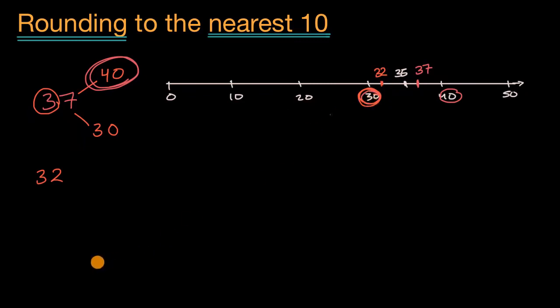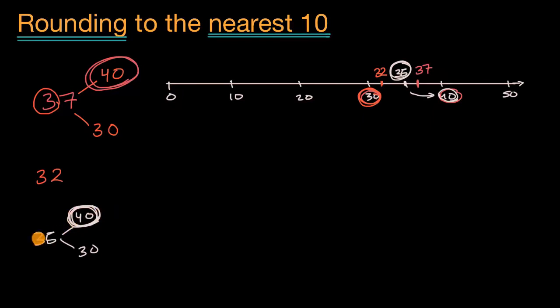Now, an interesting question that you might be wondering is, what if you're right in between? What if we wanted to round 35 to the nearest 10? 35, once again, is between 3 tens and 4 tens, or between 30 and 40. Which one do we round to if we want to round to the nearest 10? Well, the rule is, and this is really just something that society has decided on, that if you're right in the middle, you round up. So the number 35 is going to round up to 40. Even though it's exactly 5 away from each of these numbers, if you're right in between, it's going to round up to 40.